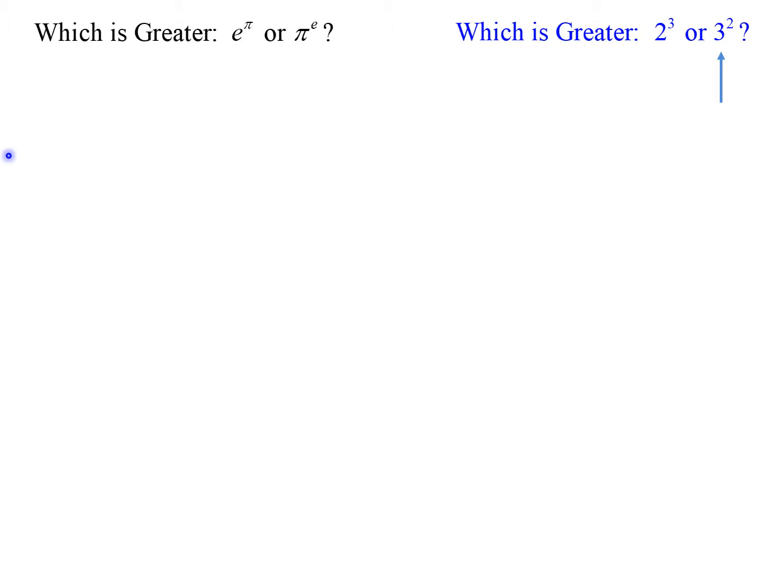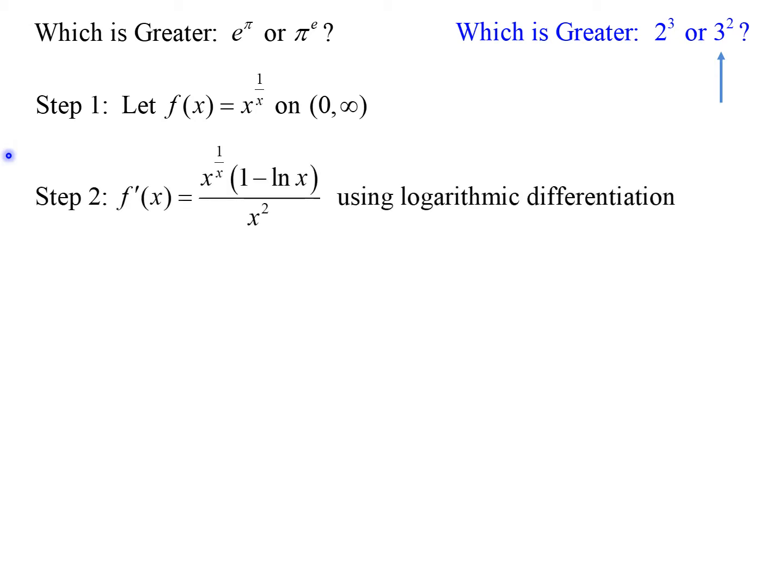The very first thing that we're going to do to attack this is something that is not obvious. Step 1. Let a function called f of x equal x raised to the power 1 over x. Okay, so that's a really weird function, and we're only going to consider it on the interval 0 to infinity. Step 2, you're going to take the derivative of that function. You're going to use logarithmic differentiation, so maybe you can pause the video and see if you can get the answer. Here's the answer. Step 2, there's the derivative.